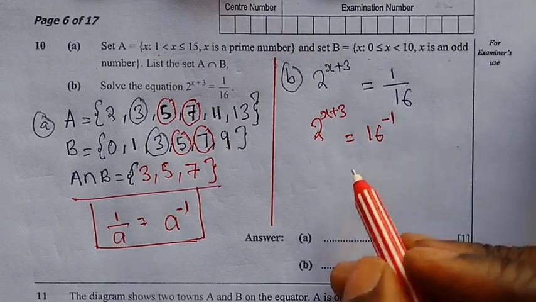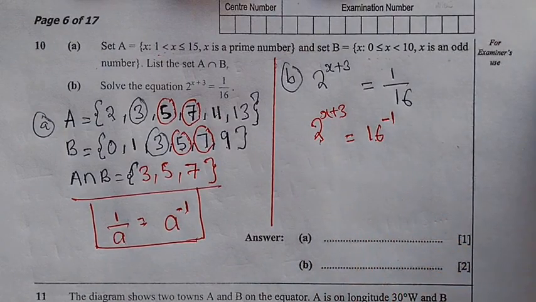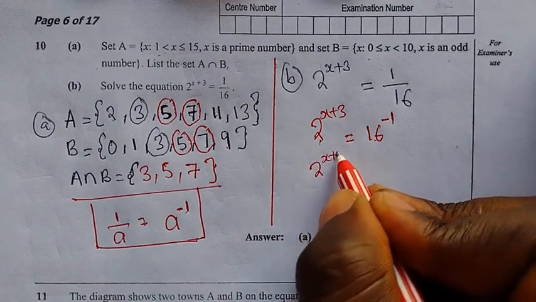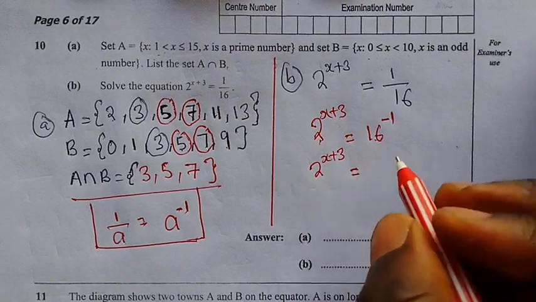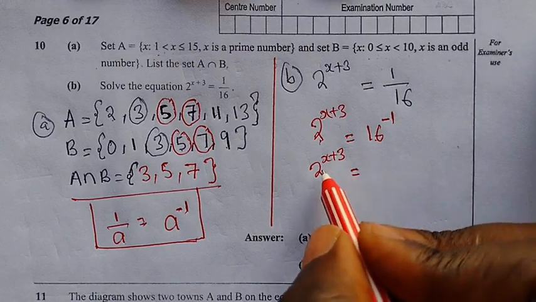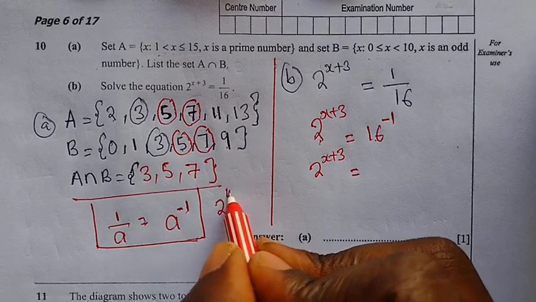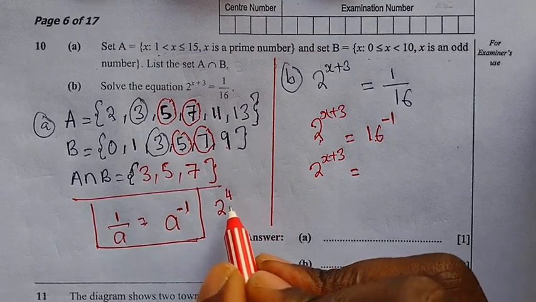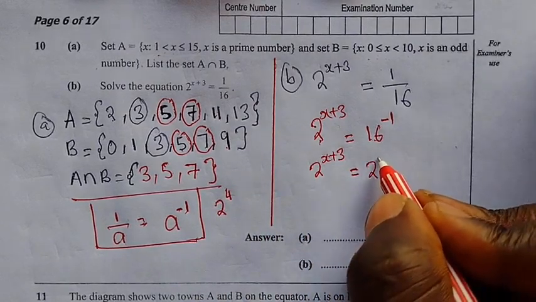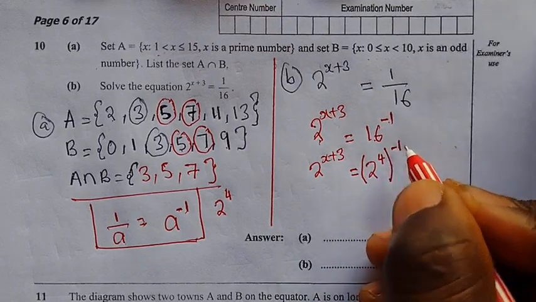Now I'll look at the bases. Here the base is 2, here the base is 16. So I have to make sure that the bases are the same, then I'll be able to solve this. So I'll write 16 in index form with a base of 2. The way you can write 16 is 2 to the power 4, because when you multiply 2 by itself 4 times, you get 16. I can put it in brackets because it has a negative 1 there.